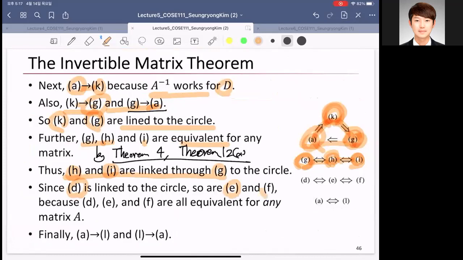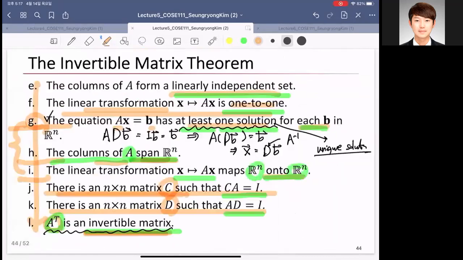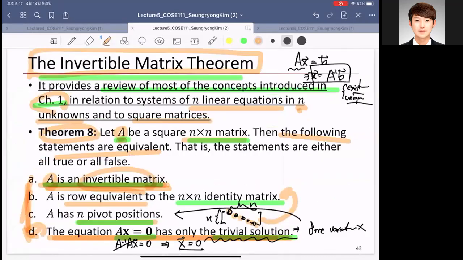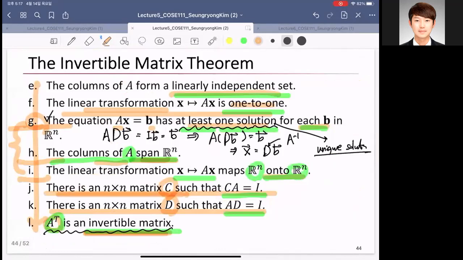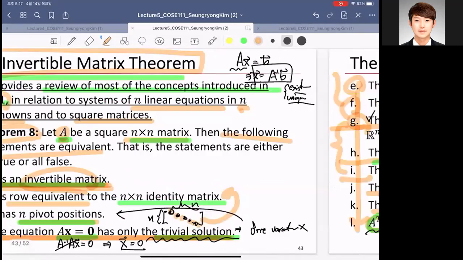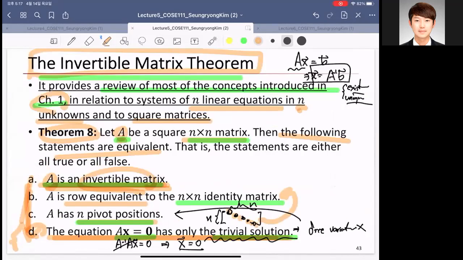So E and F are linked to the T. Because T, E, F are equivalent. D: the equation AX equals 0 has only the trivial solution. E: the columns of matrix A form a linearly independent set. F: the linear transformation x to Ax is one-to-one. They are all equivalent.